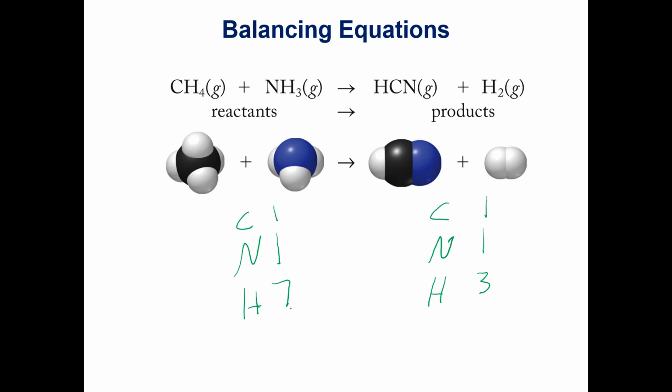Now, I want to get 7 of these, and right now I only have 3. I have 1 here, so I need to find some way to make a total of 6 from this H2, so that 6 plus 1 is 7. I have 2 here, so if I put a 3 here, 3 times 2, because we multiply the coefficient times the subscript, is 6, plus 1 hydrogen from the HCN gives us a total of 7. So that balances our reaction.